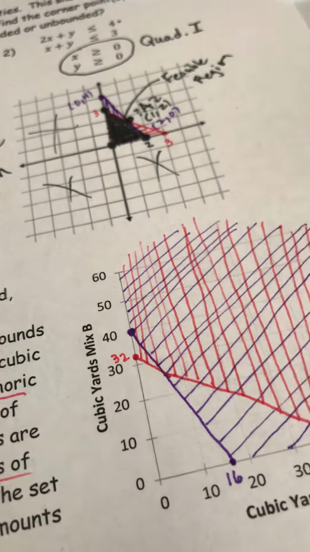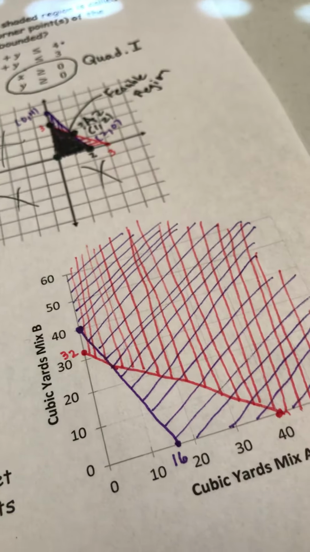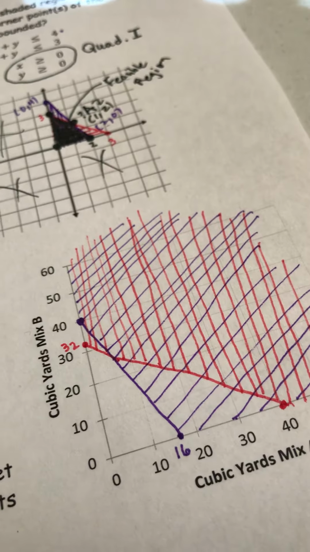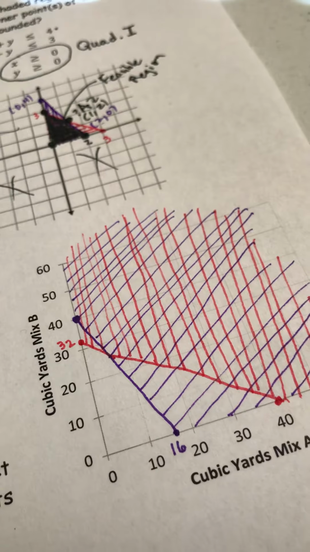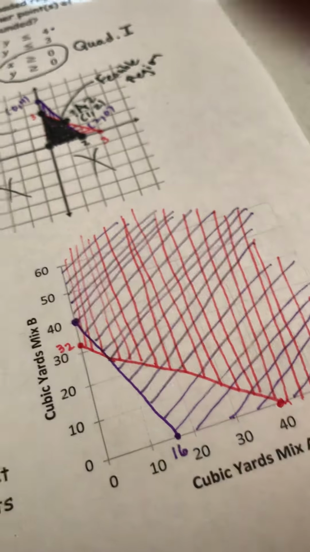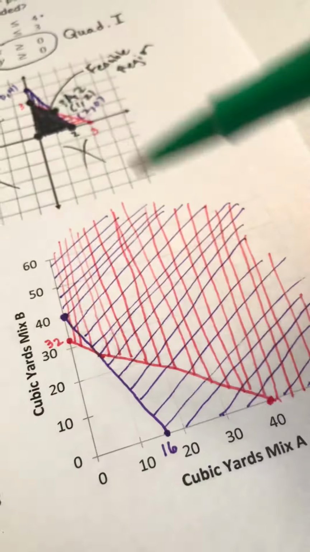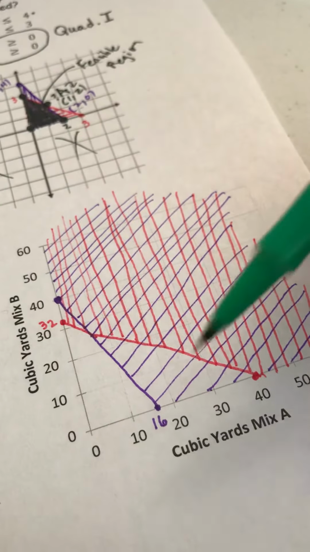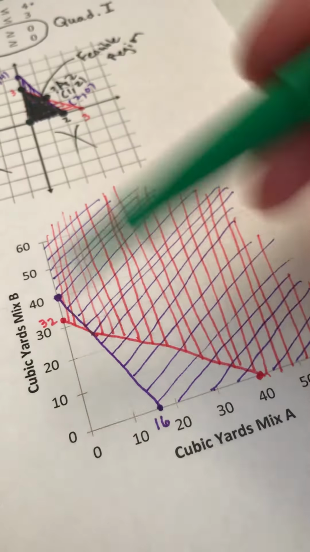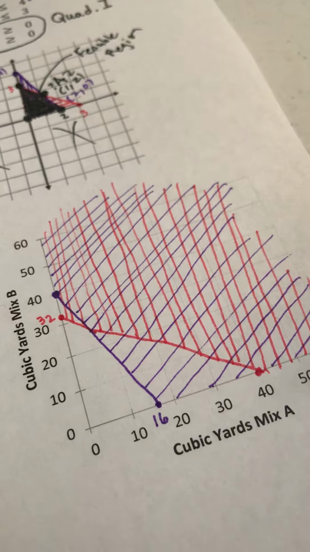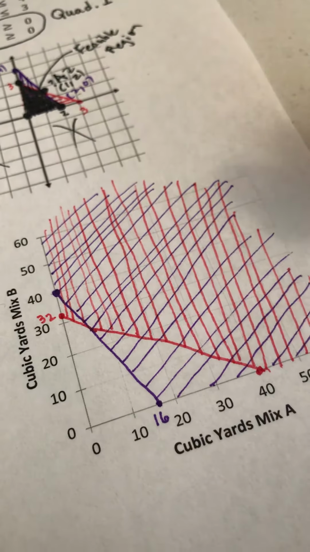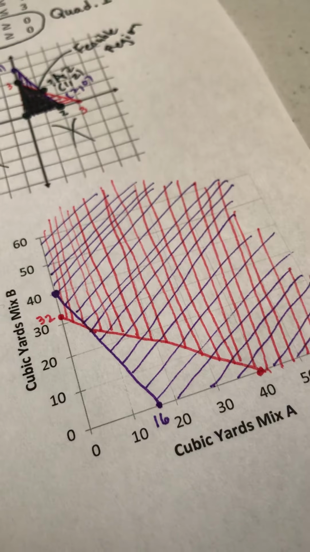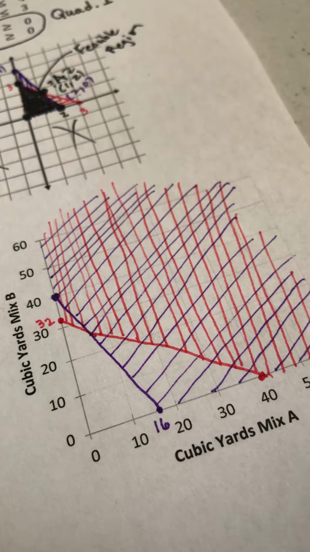There are 3 constraints on this system. What are those constraints? They are phosphoric acid, nitrogen, and potash. So what's happening is we're trying to figure out how we can choose our cubic yards of mix A and B so that it meets all of the constraints, requirements for our phosphoric acid, nitrogen, and potash.